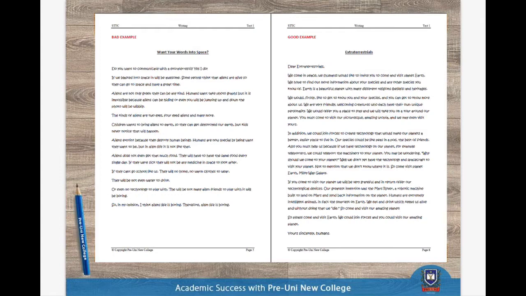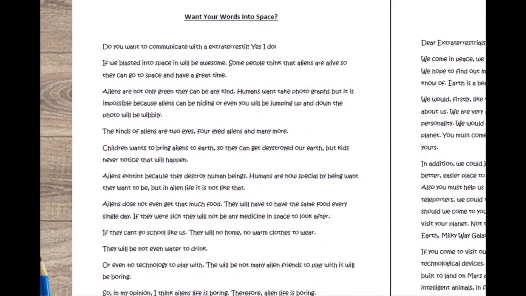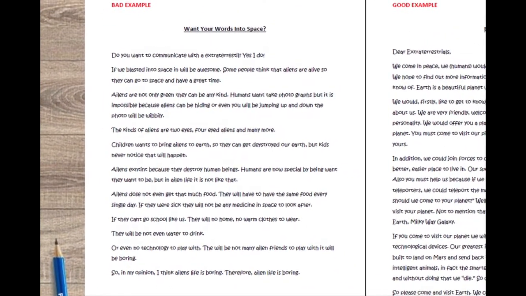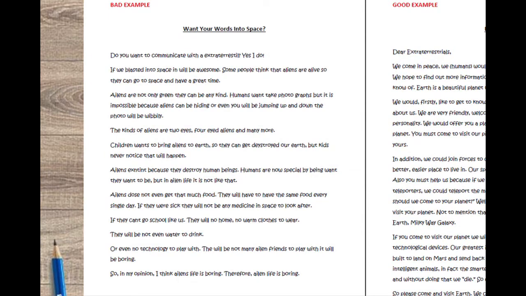We're going to compare the bad and the good example. So first of all, we're going to read through, and I'll be going through what's wrong with each part, and then we'll read through the good example, and then we'll compare it. So if you look at the bad example first, this is what we do not want you to write like. So first of all, just looking at the title over here, we can already tell that there is something wrong with this title. "Want your words into space."